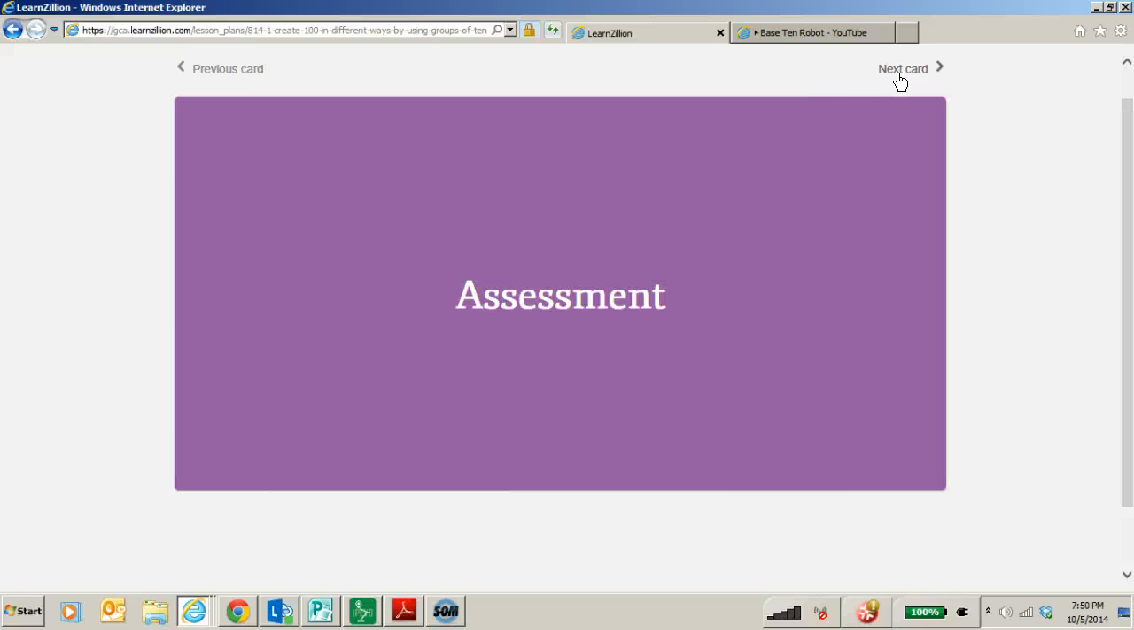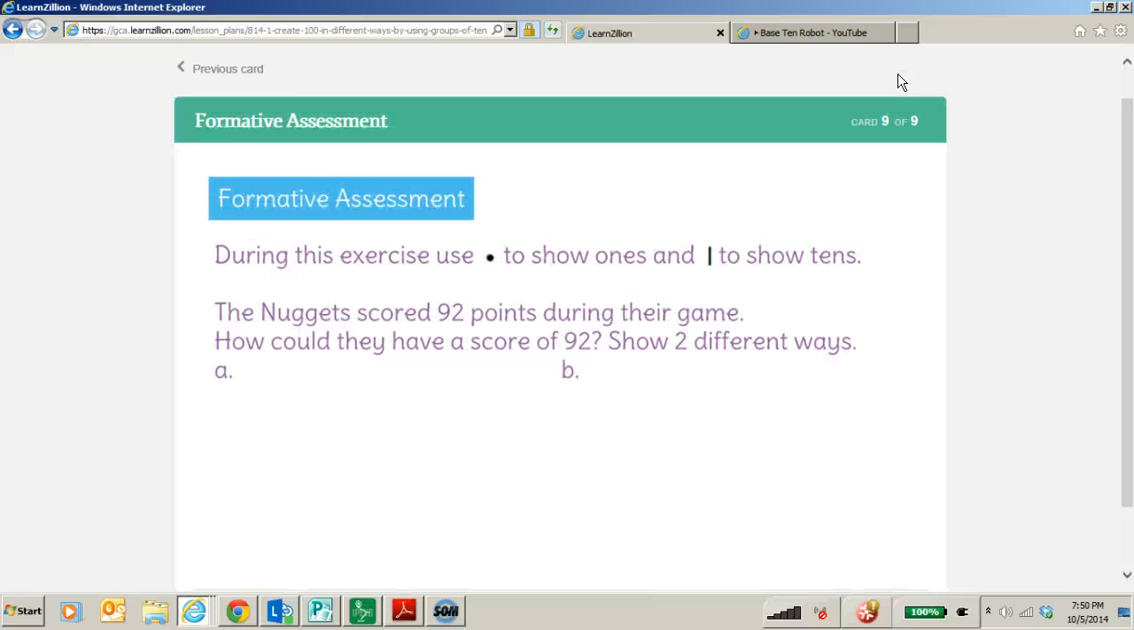And to end, we're going to ask one final question. And your teachers may bring this up in their Class Connect sessions or in the next newsletter to show you some possible solutions. It says, during this exercise, use a dot to show 1s and a stick to show 10s. The Nuggets scored 92 points during their game. How could they have a score of 92? Show 2 different ways. Do you guys think that it's possible to get a 100 pointer if they only scored 92 points? What are some ways that they could score 92, and draw that out on a piece of paper or in your math journal and share that with your learning coach?